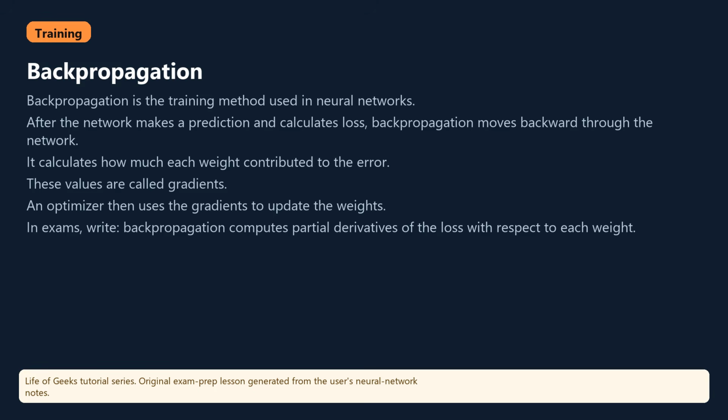The full math uses partial derivatives and the chain rule, but for exam explanation, focus on the purpose. Backpropagation finds how responsible each weight is for the error. Then gradient descent or Adam updates the weights. This repeats many times until the model improves.